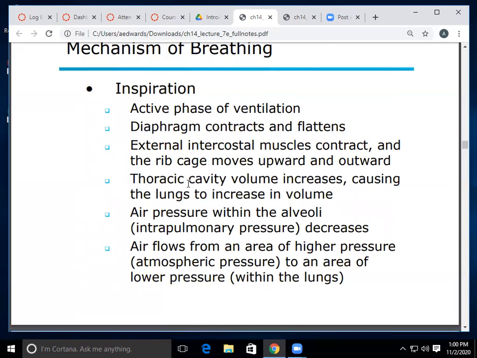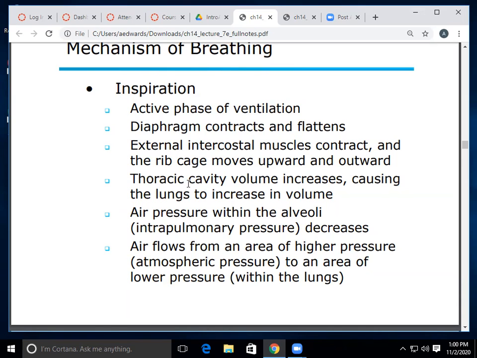Okay, inspiration. So inspiration is the active phase of ventilation. It's considered to be active. You have to do some effort to inhale. Inspiration is also what we generally call inhalation or inhaling. So the diaphragm here is going to contract and flatten. And if you think about it, the diaphragm is below your lungs, so if it flattens, it gives your lungs more room to take in oxygen.